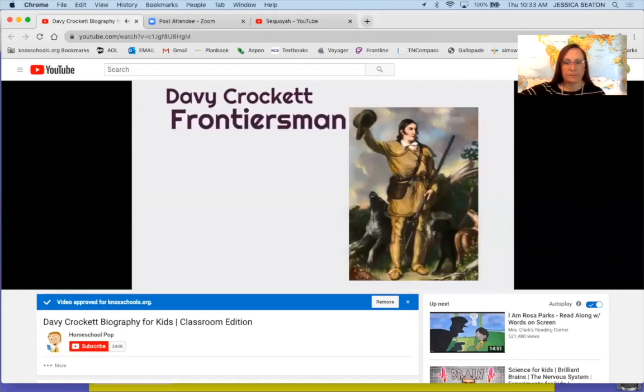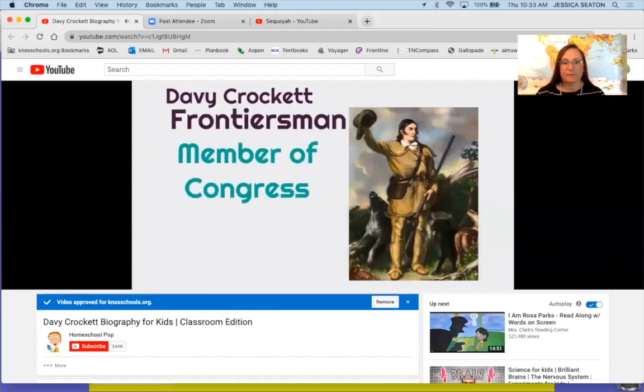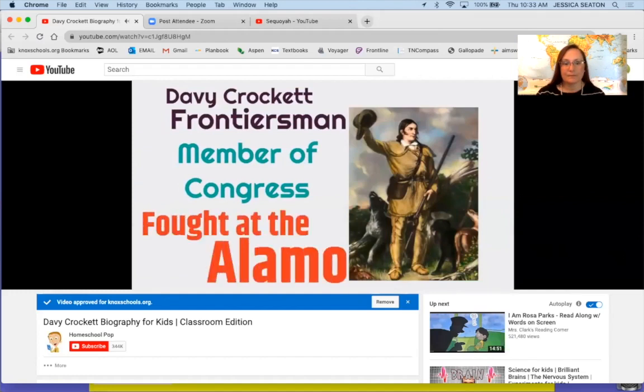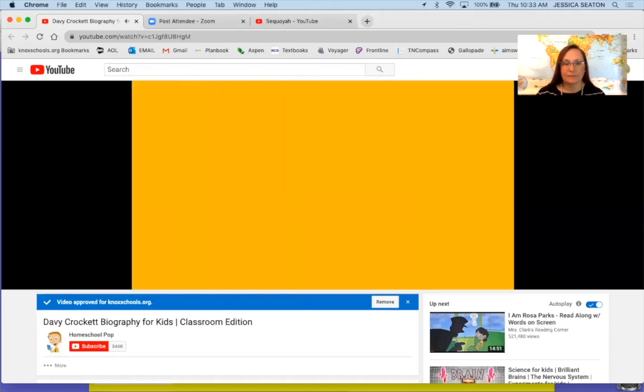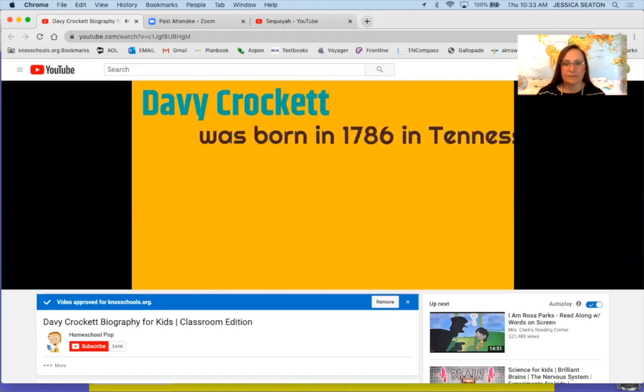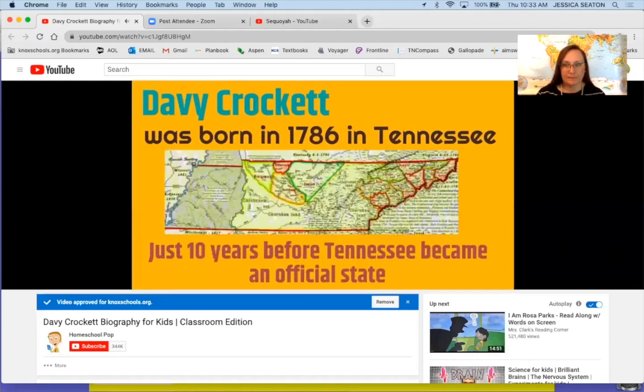Davy Crockett was a frontiersman. He was also a member of Congress, and he fought at the Alamo. Let's look at the history of this unique American hero. Davy Crockett was born in 1786 in Tennessee. Now, this was just 10 years before Tennessee became an official state of the United States of America.